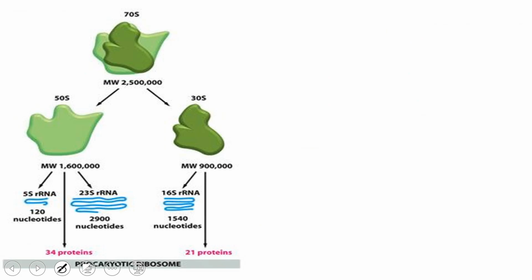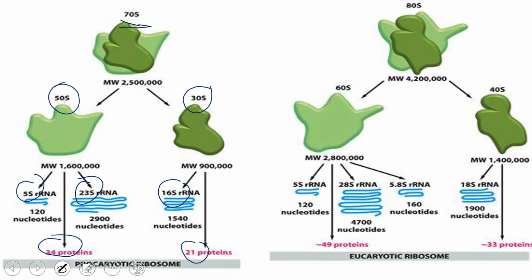Similarly, if you see the prokaryotic ribosome, it contains 2 components, 50S and 30S. This 50 plus 30 does not make 80, it makes 70S. The 50S contains 2 specific ribosomal RNAs, 23S and 5S, and 34 different proteins. And the 30S contains only one ribosomal RNA, 16S, and 21 proteins. So if you compare, the difference between the prokaryotic and eukaryotic ribosome is, the eukaryotic ribosome is 80S, the prokaryotic ribosome is 70S.